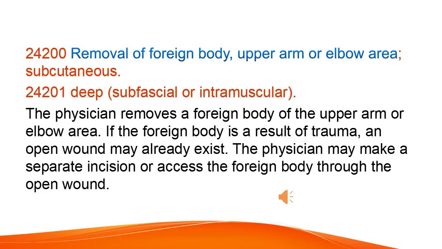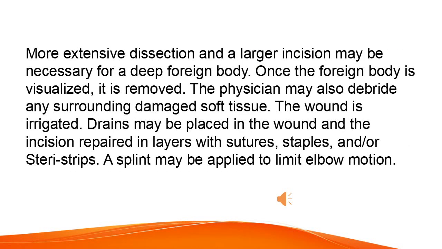Removal of foreign body, upper arm or elbow area, subcutaneous. Deep, subfascial or intramuscular. The physician removes a foreign body of the upper arm or elbow area. If the foreign body is a result of trauma, an open wound may already exist. The physician may make a separate incision or access the foreign body through the open wound. More extensive dissection and a larger incision may be necessary for a deep foreign body. Once the foreign body is visualized, it is removed.